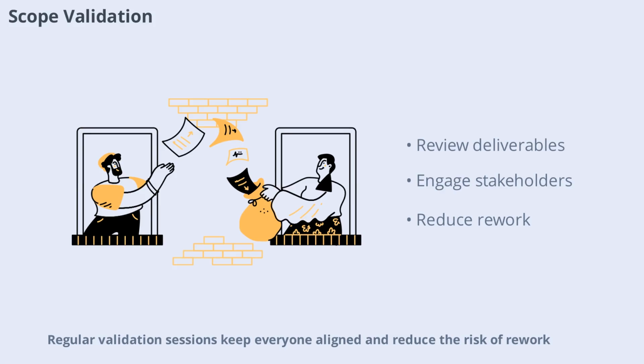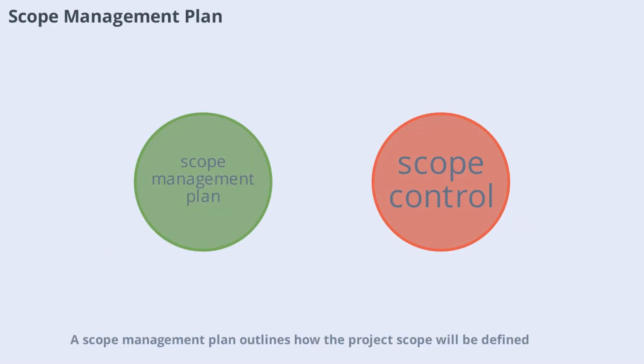Regular validation sessions keep everyone aligned and reduce the risk of rework. Let's look at best practices for validating project scope throughout the project lifecycle. Scope management plan outlines how the project scope will be defined, validated, and controlled. It provides a roadmap for managing changes and ensuring the project stays on track.